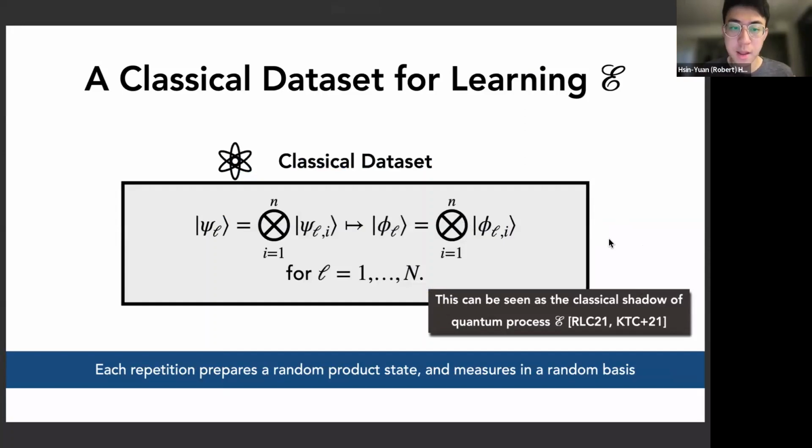And the classical data set now would look like this. We have a bunch of different random product state inputs. And then after measurements, we would also get some random product state. For example, if we measure in the computational basis, then the output will be 0 or 1. If we measure in the x basis, it would be plus or minus and so on. So that's the classical data set that we get.